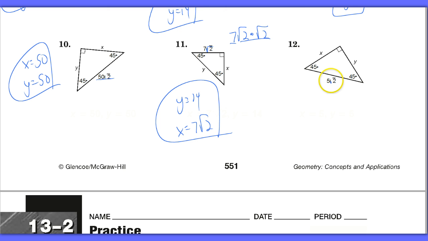Last one on this page is number 12. We have a hypotenuse of 5 root 2. So you need to figure out, in order to get to x or y, are we getting bigger or smaller? So then do we multiply or divide? And then what do we multiply or divide by? Well, I'm only going from hypotenuse to leg, so I'm getting smaller. I'm dividing by root 2. And if I divide that by root 2, the root 2's would cancel out. So y is 5 and x is 5 as well.